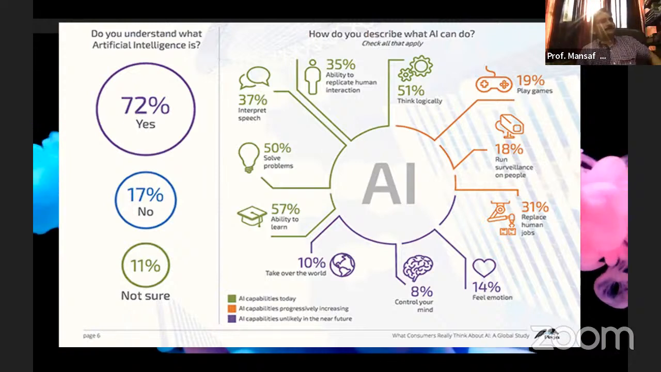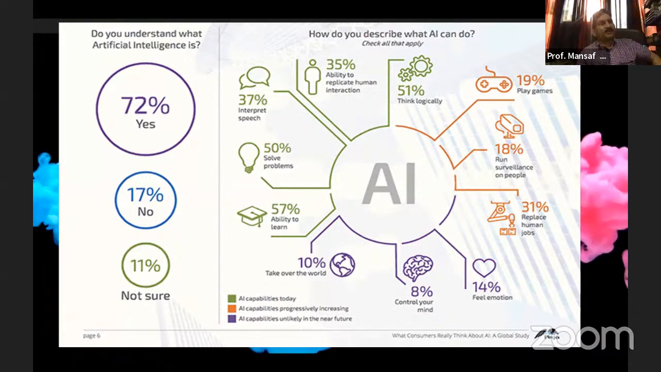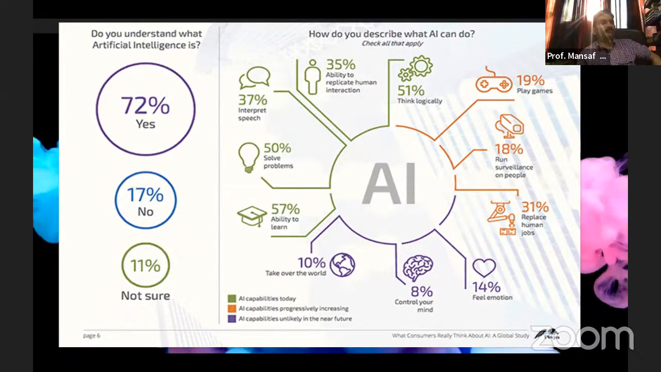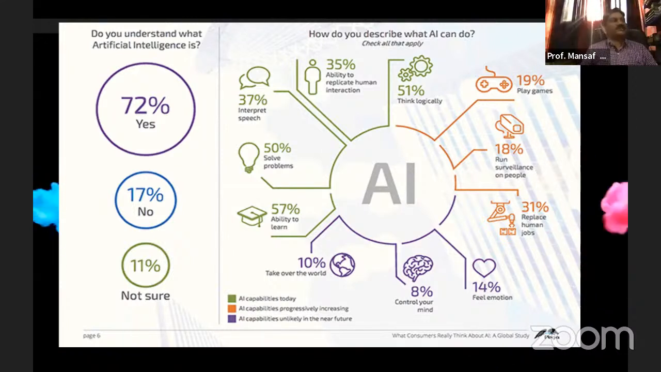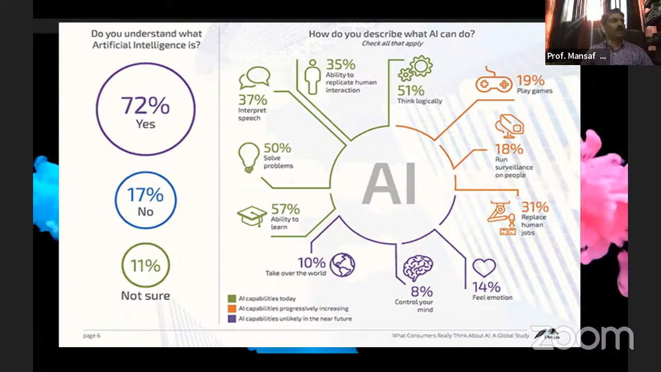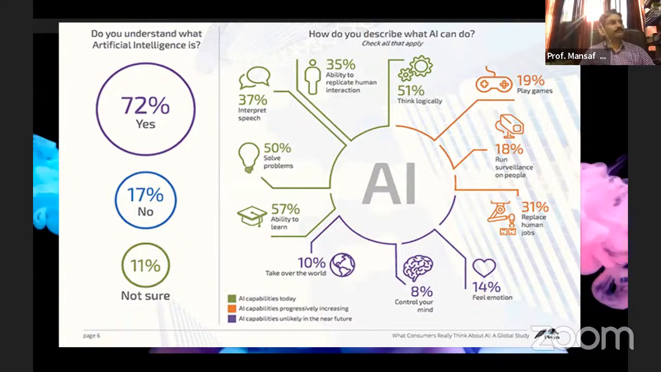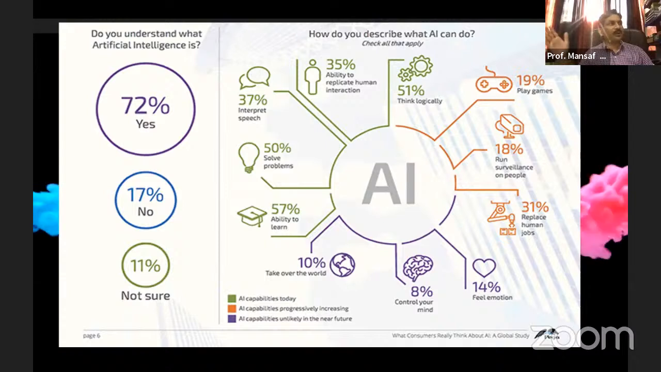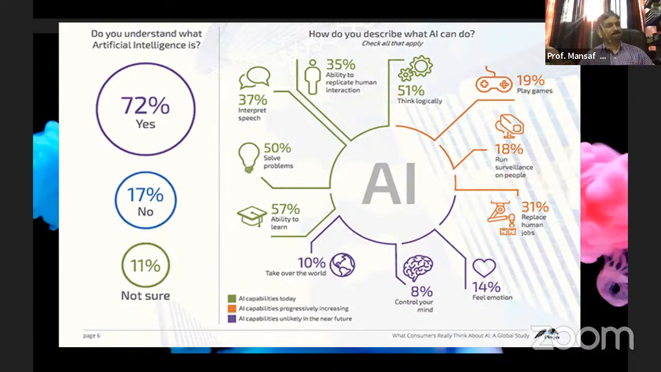In a general survey, a question was asked: do you know artificial intelligence? 72% of people answered yes, 17% said no, and 11% were not sure. Now let us see the status of artificial intelligence in the world. This PPT is divided into 3 parts: first, present; second, going on; and third, the future of artificial intelligence-based machines.